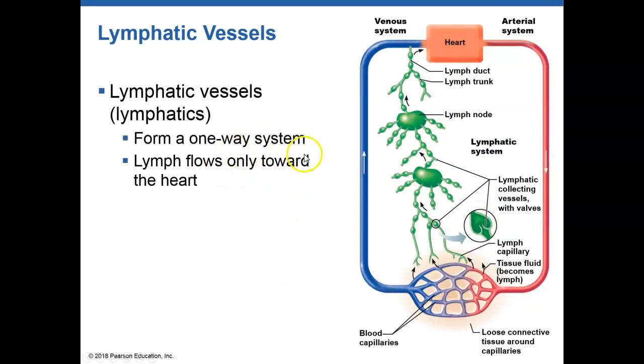Lymphatic vessels are one-way vessels. So very similar to your veins, lymphatic vessels have valves, just like your veins did. And so fluid moves in one direction. It always moves towards the heart. That's the direction that fluid moves. And there's not a lot of muscle within the lymphatic system, so we use structures like your skeletal muscle pump and the respiratory system to push fluids towards the heart.